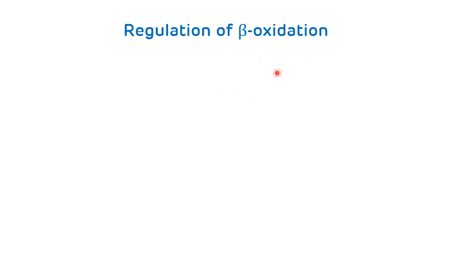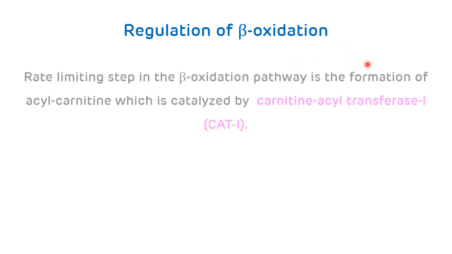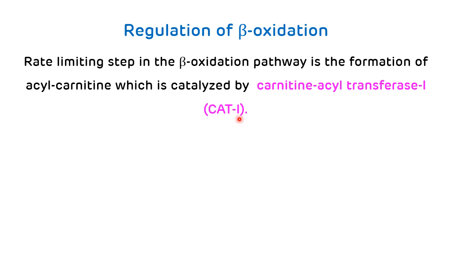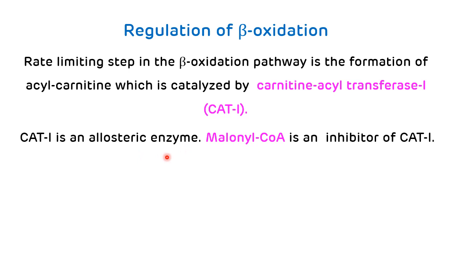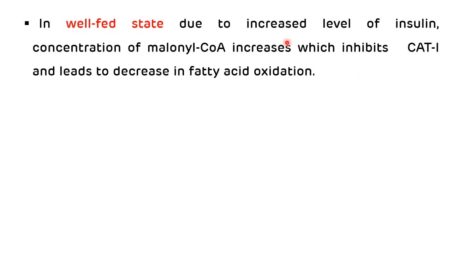Now, regulation of beta oxidation. As we have already seen, the main rate limiting enzyme for the regulation of beta oxidation is carnitine acyl transferase 1, called CAT1. CAT1 is an allosteric enzyme and it gets inhibited by malonyl-CoA. Malonyl-CoA gets synthesized in the de novo synthesis of fatty acid with the help of the acetyl-CoA carboxylase enzyme. So in the well-fed state, due to an increased level of insulin, the concentration of malonyl-CoA will increase because insulin will stimulate the acetyl-CoA carboxylase enzyme. So it will inhibit CAT1. It leads to a decrease in fatty acid oxidation.